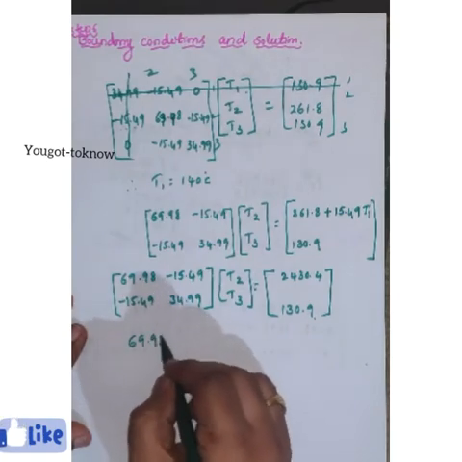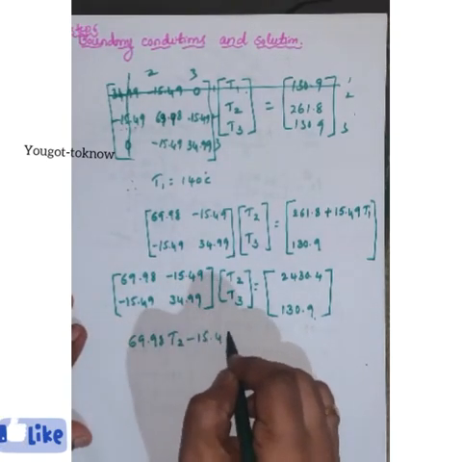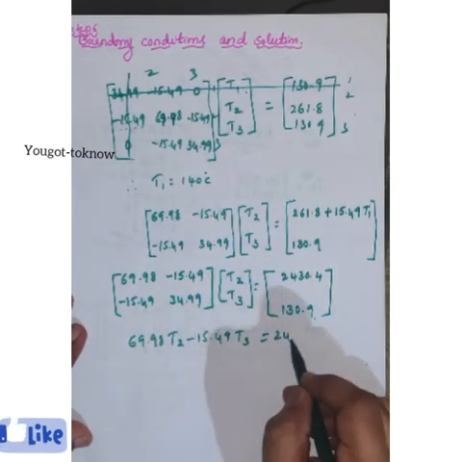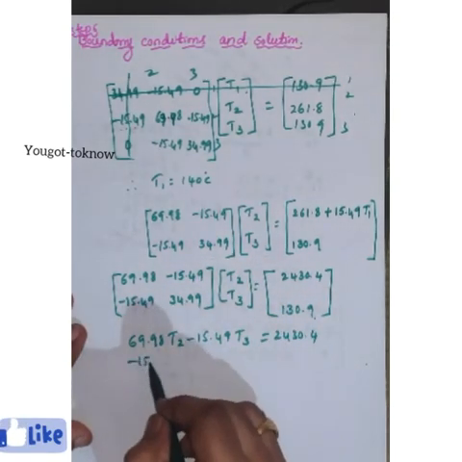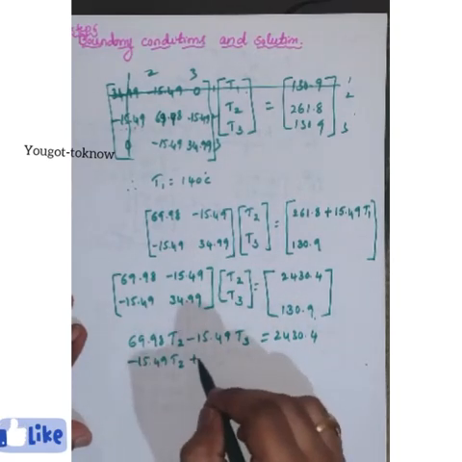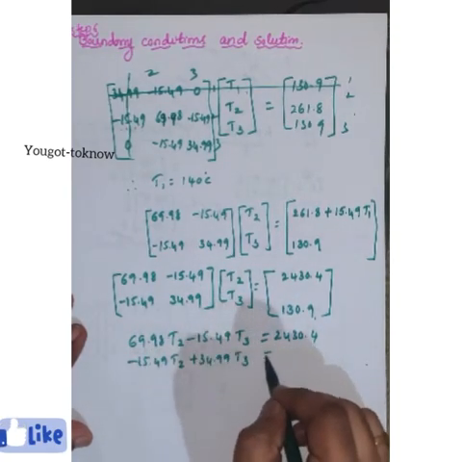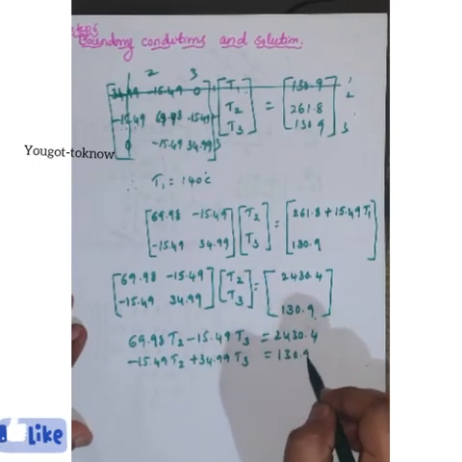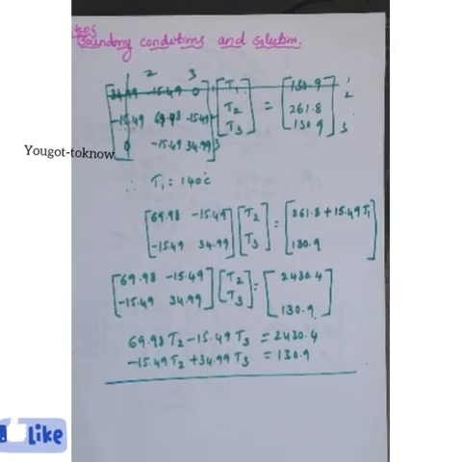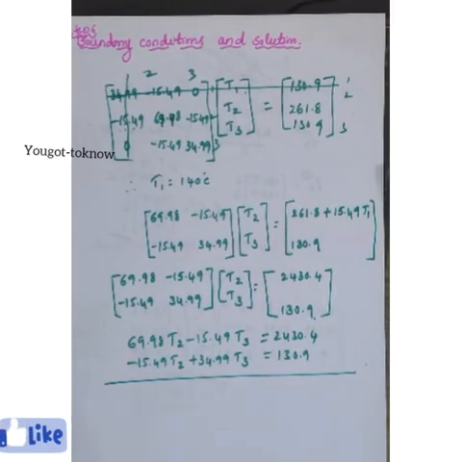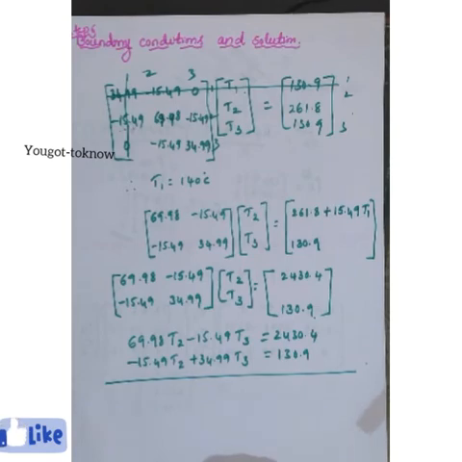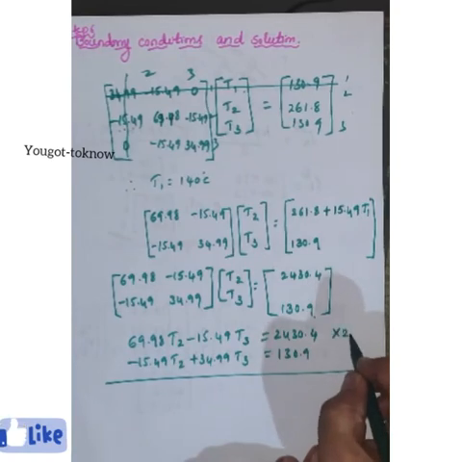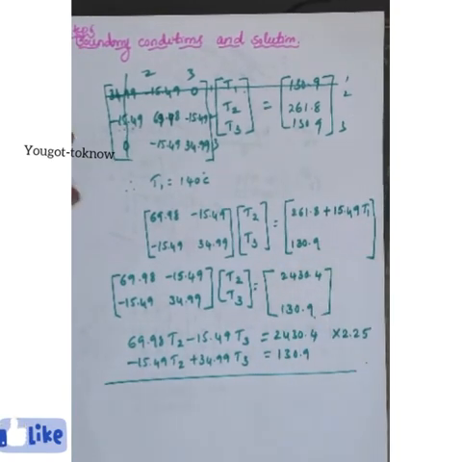Two equations are there. 69.98 into T2 minus 15.49 into T3 equals 2430.4. Then minus 15.49 into T2 plus 34.99 into T3 equals 130.9. If you want to solve these two equations, you have to make similar values. That means for T2, see what you want to multiply. 34.99 divided by 15.49, so multiply this equation by 2.25.